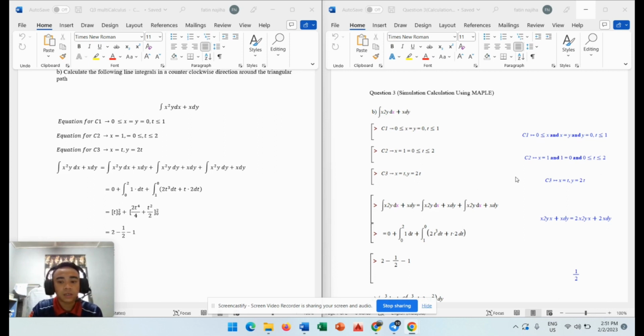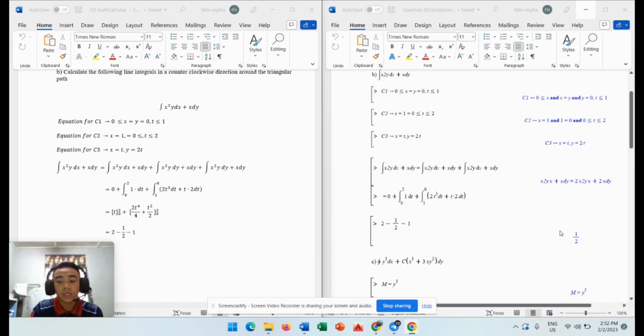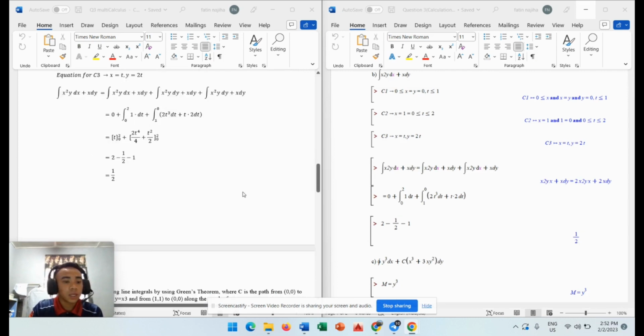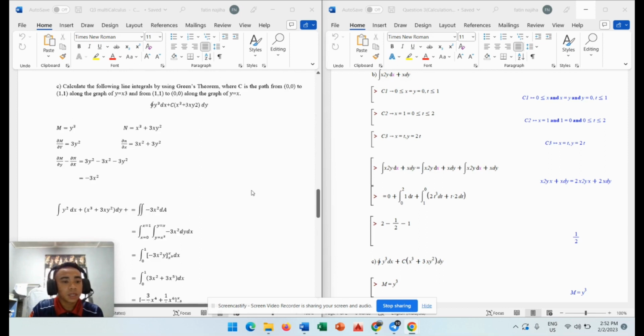Okay, next, we need to add C1 plus C2 plus C3 to get the answer. For each of C1, C2, and C3 we need to integrate, and this is the limit. After that we can get the answer, which is 1/2. Okay, next we go to question 3C.